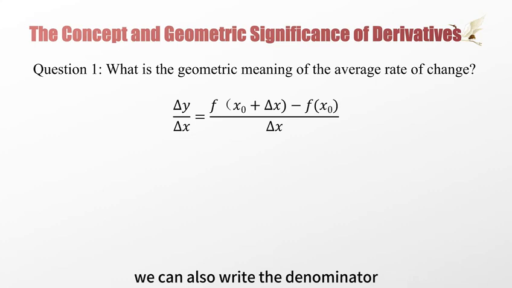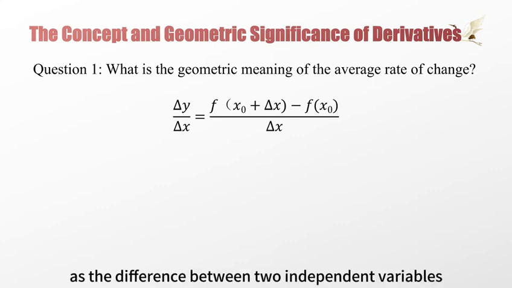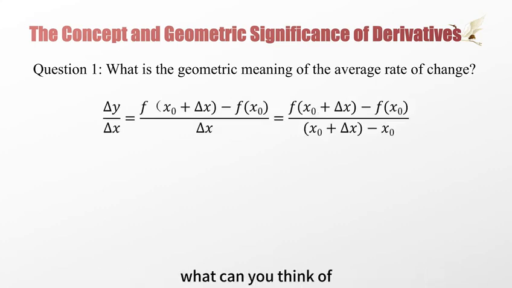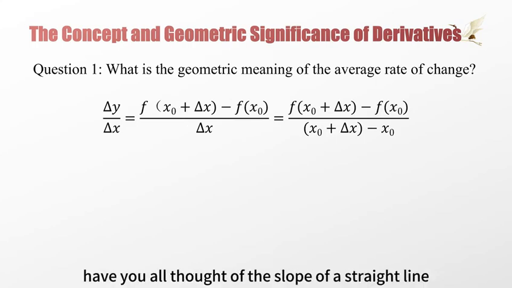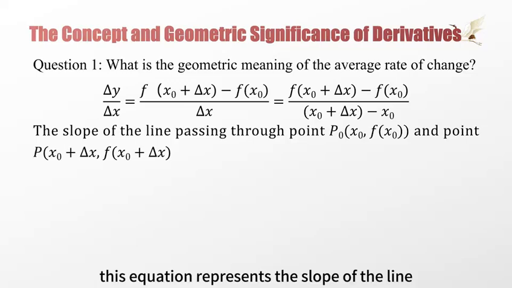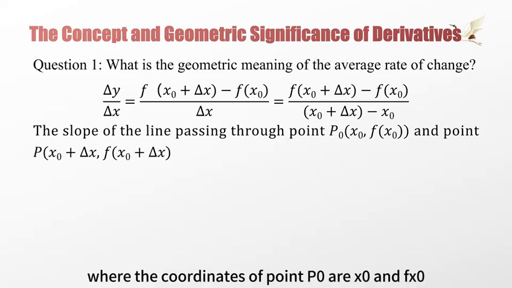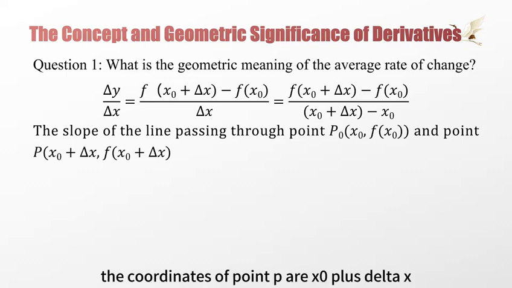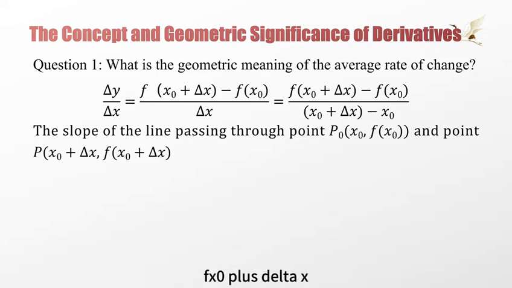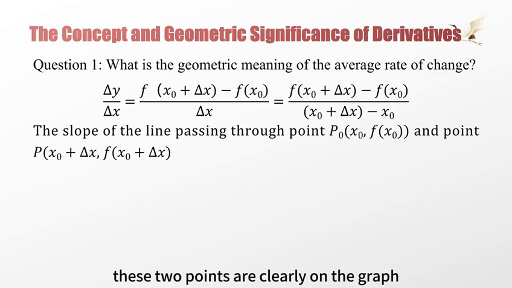We can also write the denominator as the difference between two independent variables. What can you think of from the structure of the equation? Have you all thought of the slope of a straight line? This expression represents the slope of the line passing through point P0 and point P, where the coordinates of point P0 are (x0, f(x0)) and the coordinates of point P are (x0 plus delta x, f(x0 plus delta x)). These two points are clearly on the graph of the function y equals f(x).